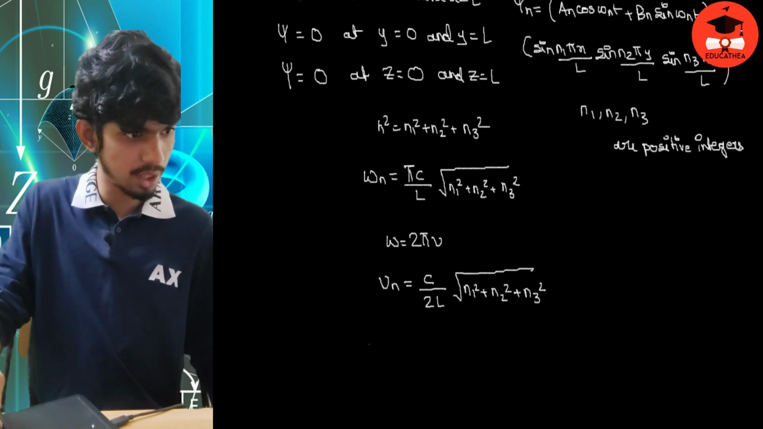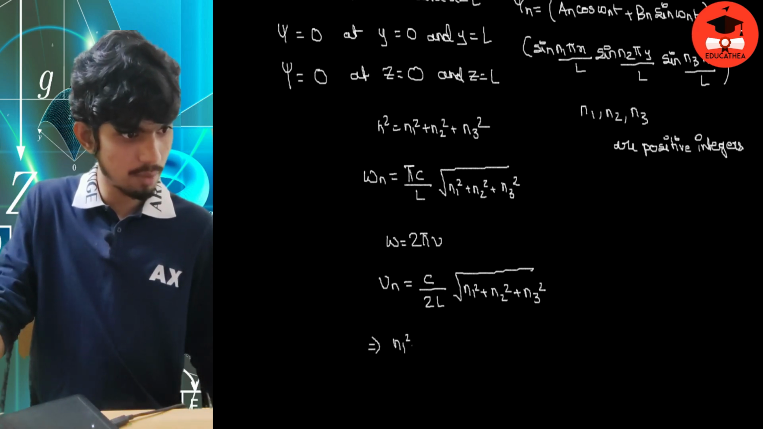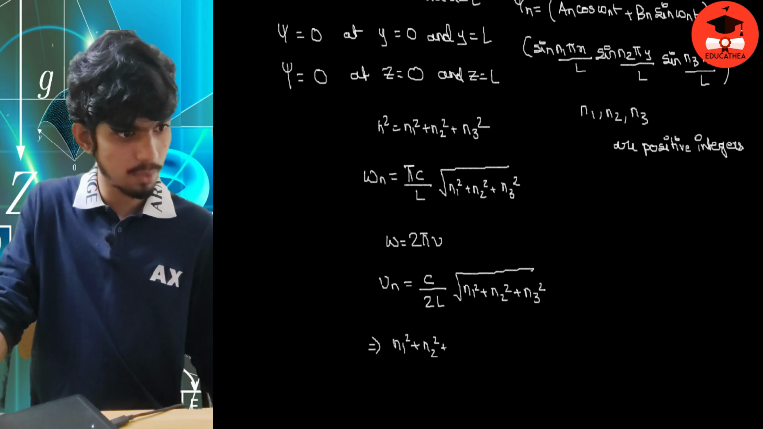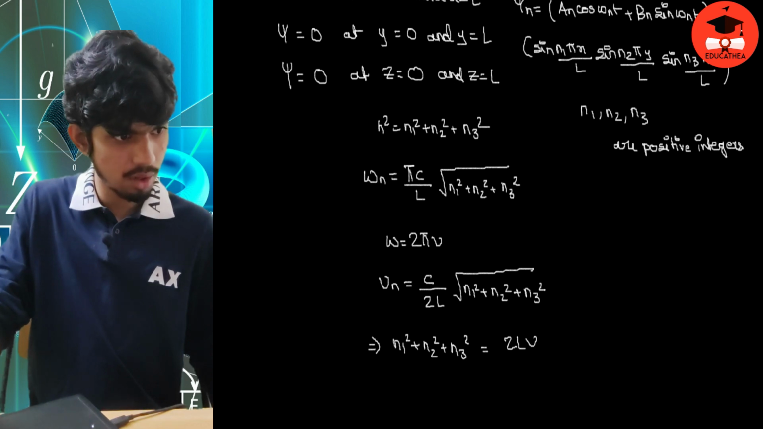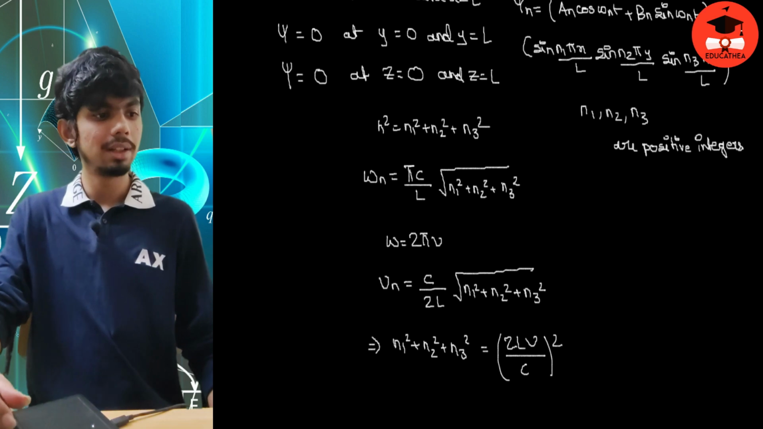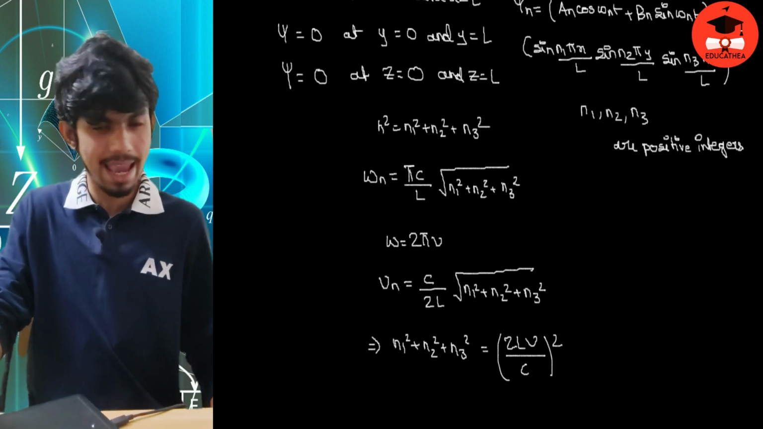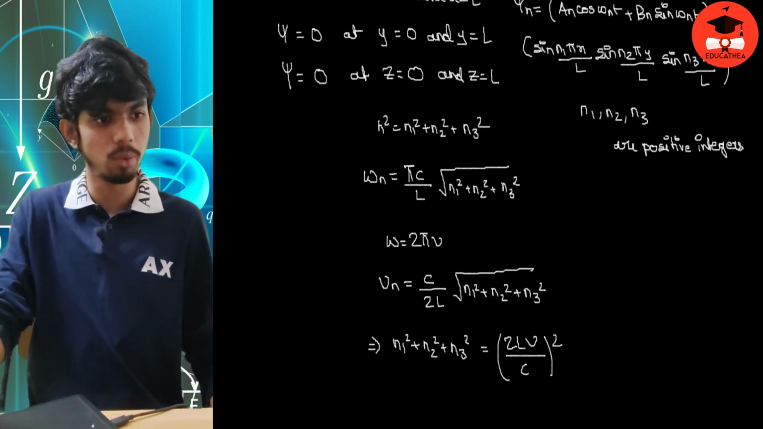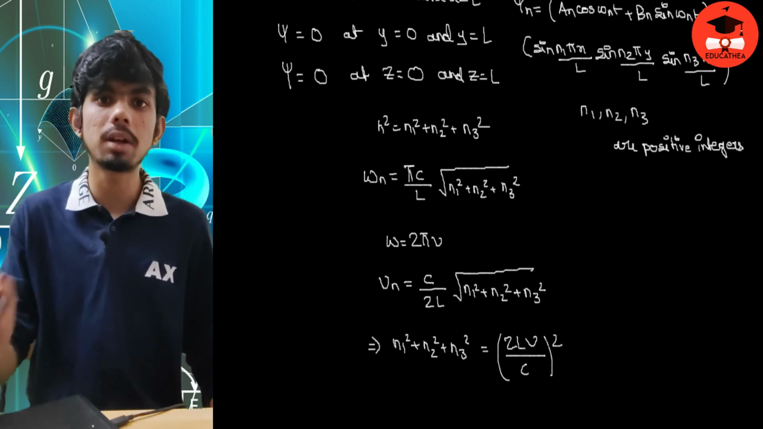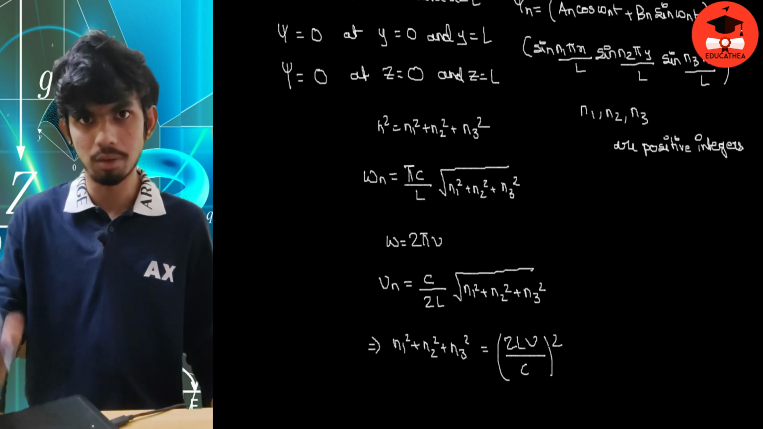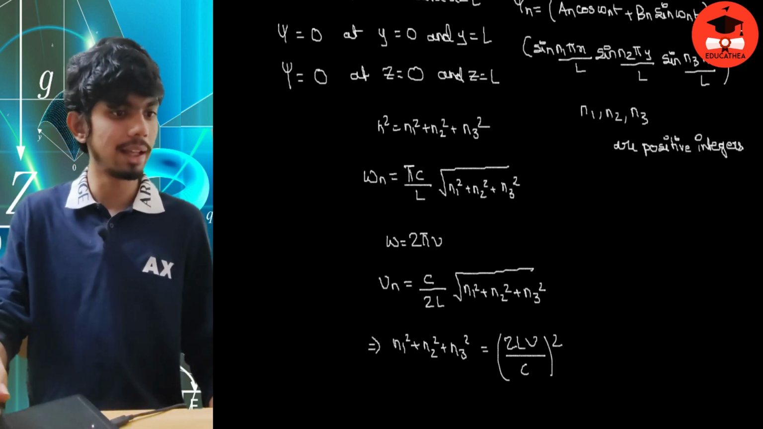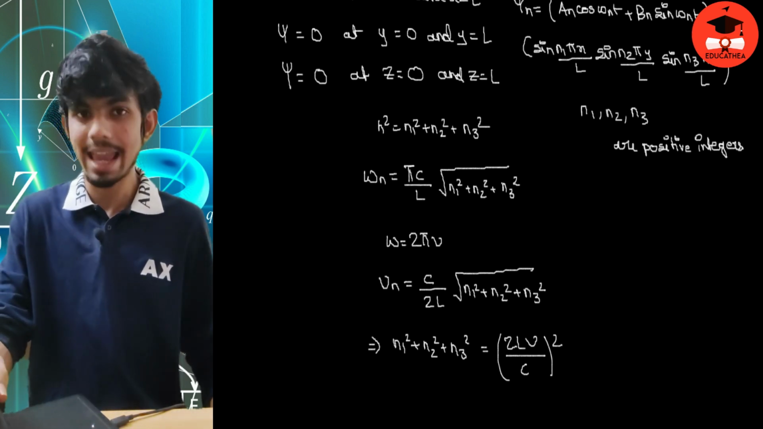And from this expression, n1 square plus n2 square plus n3 square is basically 2L mu divided by c whole square. Notice I've dropped the subscript n here. I've just written mu and not mu n. This is basically because I'm considering only one single frequency, only one single color, only one single wavelength. And that's why I've dropped the index n.